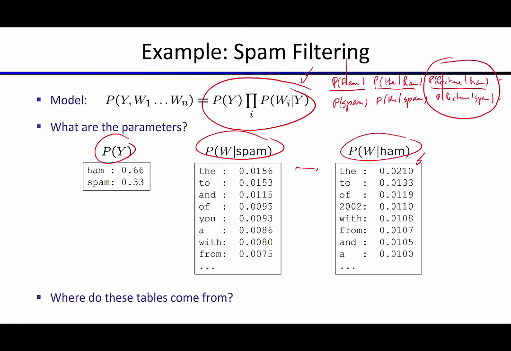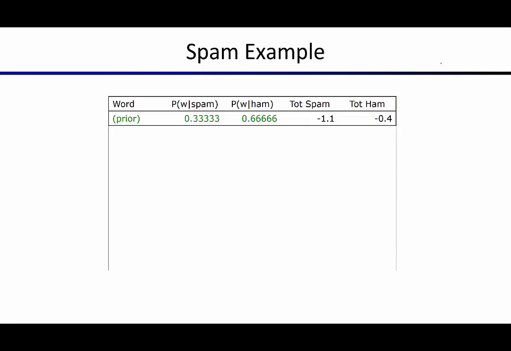Okay. We still have to worry about where these tables come from. We'll get to that really soon. So let's look at an example. You're a spam classifier. A document comes in, an email comes in, you try to decide. First thing you do is you look at the prior. If you don't know anything about it, your prior says most likely ham. That's the probability here, 2/3.